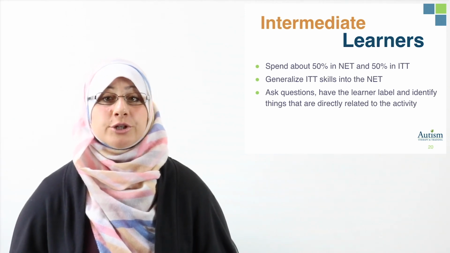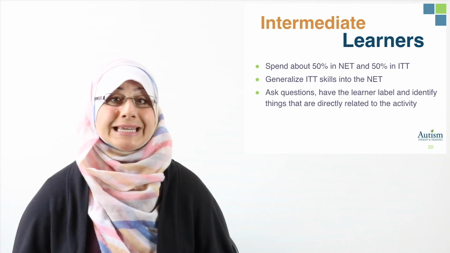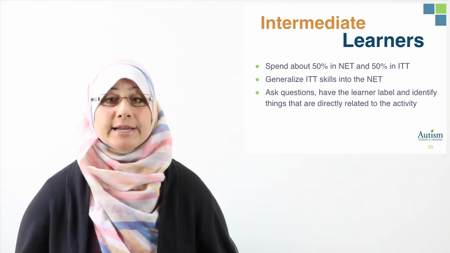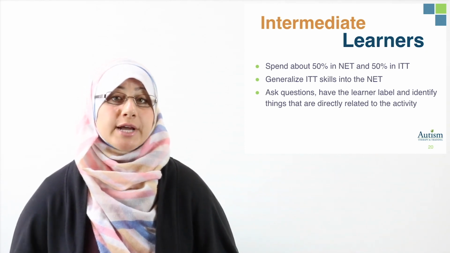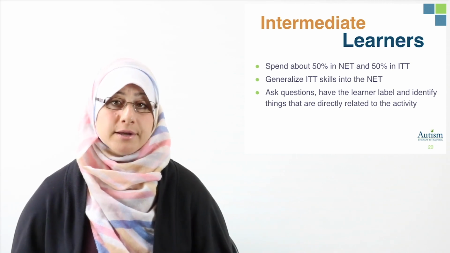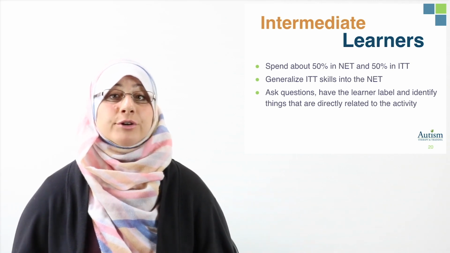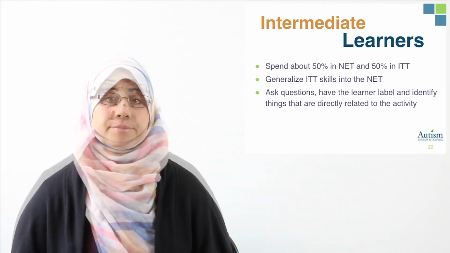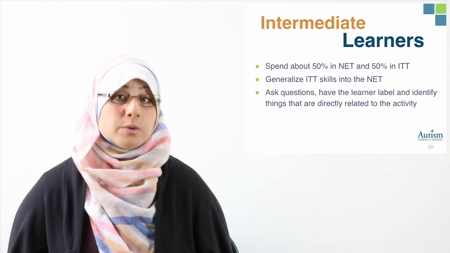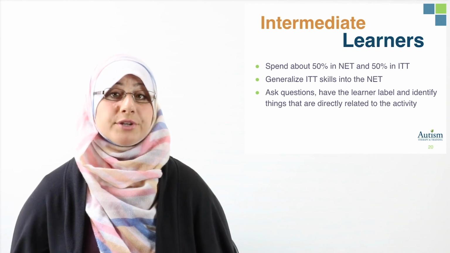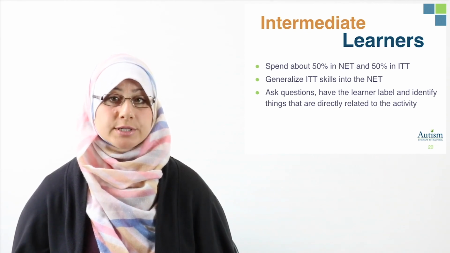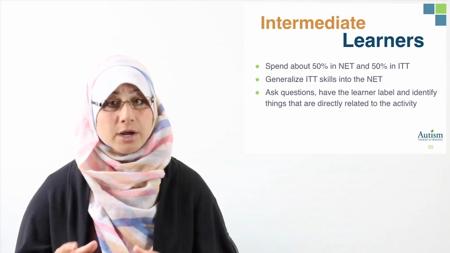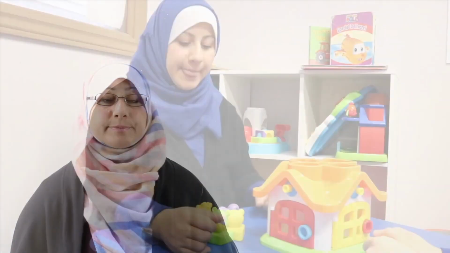Now, the intermediate learner may spend about 50% in NET and 50% in ITT. You want to generalize the ITT skills into the NET. Ask questions, have the learner label and identify things that are directly related to the activity. Here's a video model of me with a learner. Watch how I embed the targets and wait for those choice points. Using a NET lesson plan will really help you initially. We'll talk about that in just a moment.